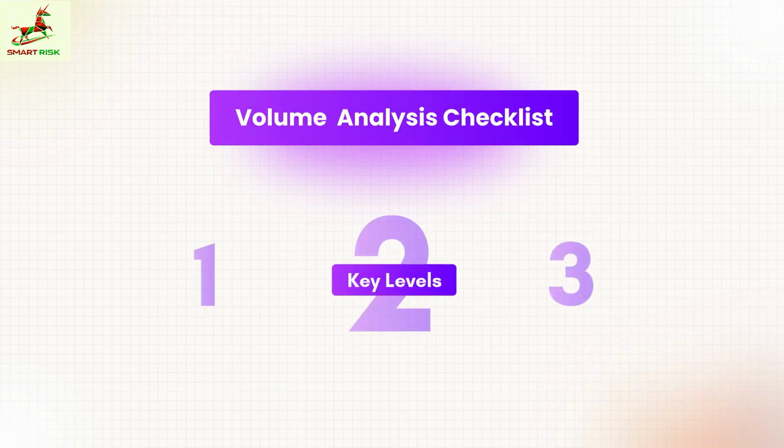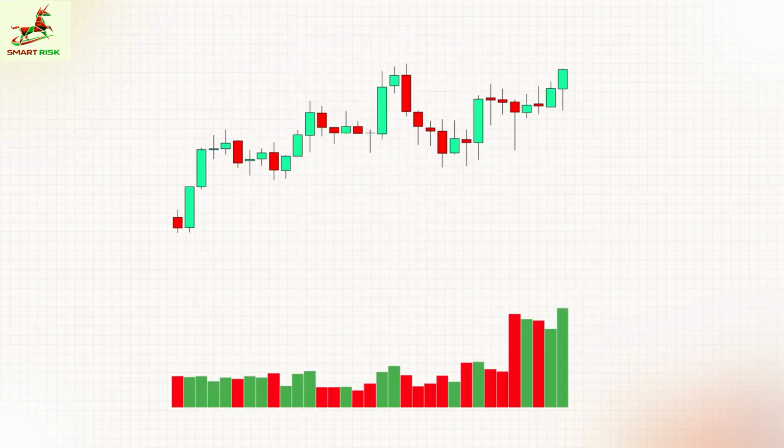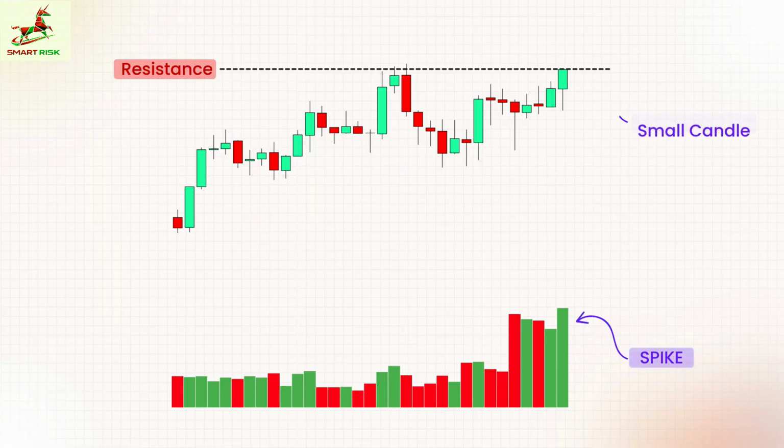Step 2. Focus on key levels. Now identify the most important support and resistance levels on your chart. Then watch how volume behaves when price reaches these levels. This is exactly where the effort versus result concept comes into play. If price hits resistance and volume spikes dramatically but the candle stays small, that's absorption. The resistance is strong and you should not be entering any buy trades there. If price breaks through resistance with a big, strong candle and high volume to match, that could be a genuine breakout that you can trust. But if price breaks resistance on low volume, be very careful. That's likely a false breakout or a trap designed to catch you on the wrong side.